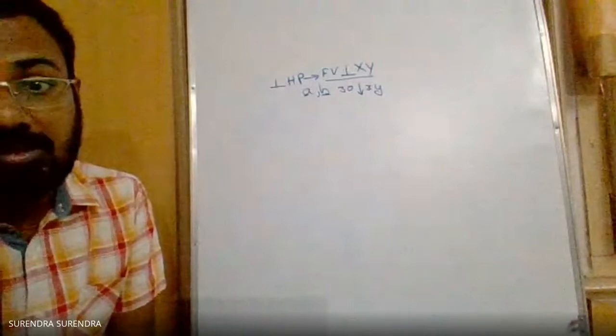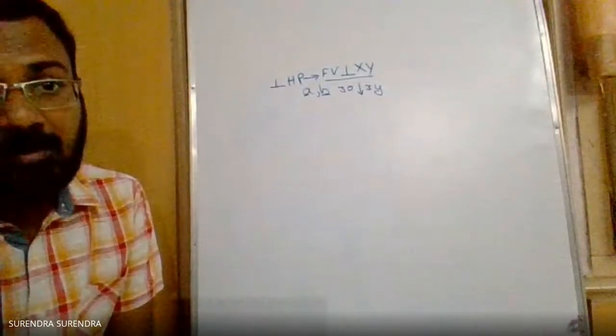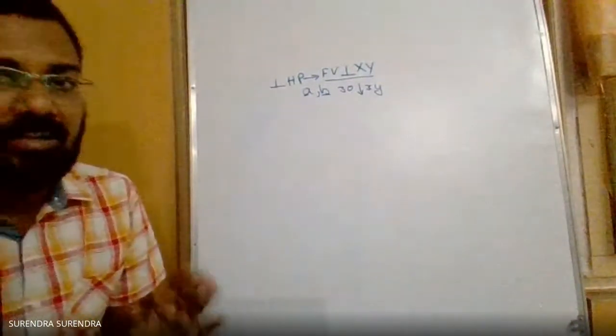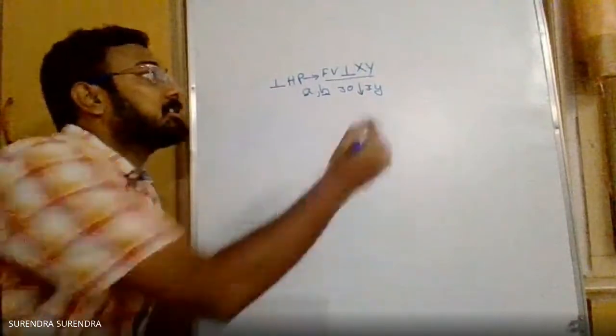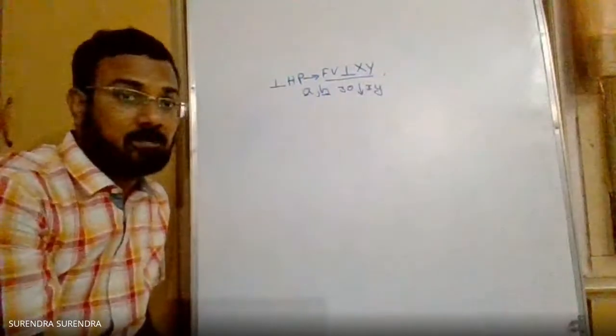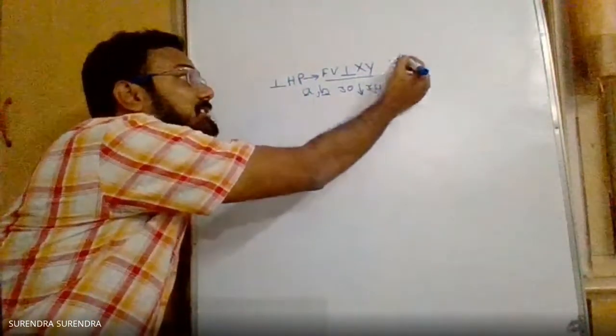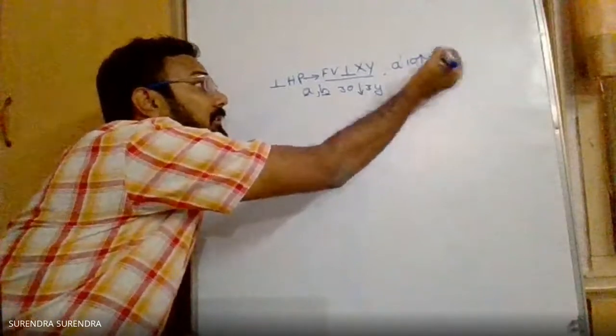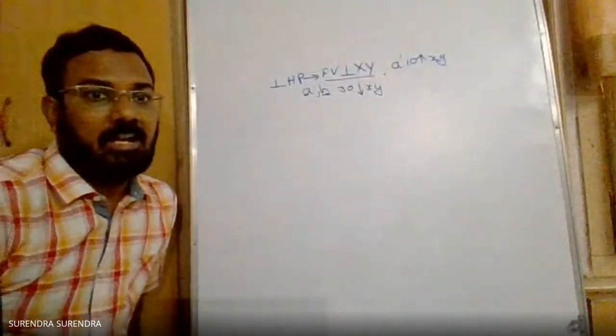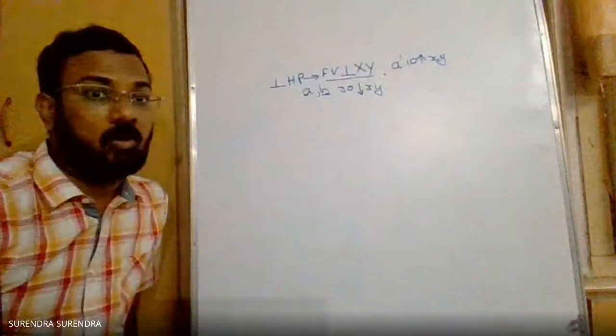And one of its ends is 10 mm above the HP. In general, if it gives us one end, we will take it as the first point, point A. So the HP relation is in the front view: A dash is 10 mm above the XY line.